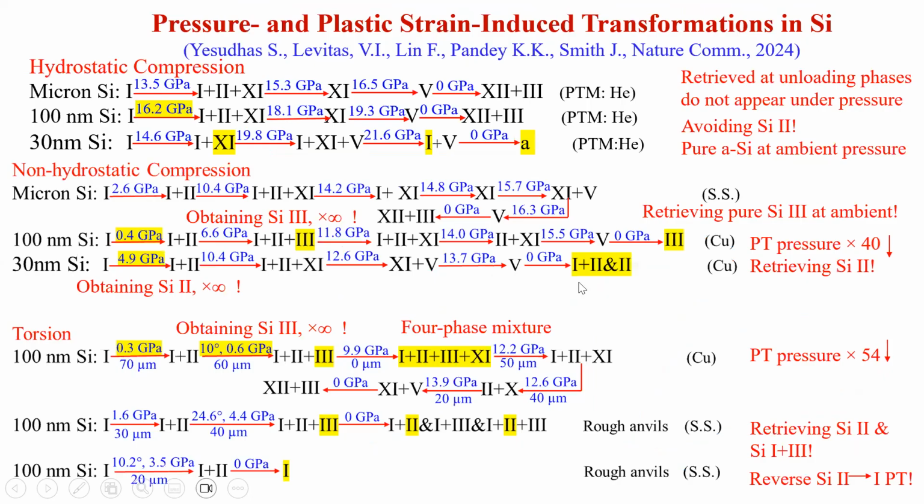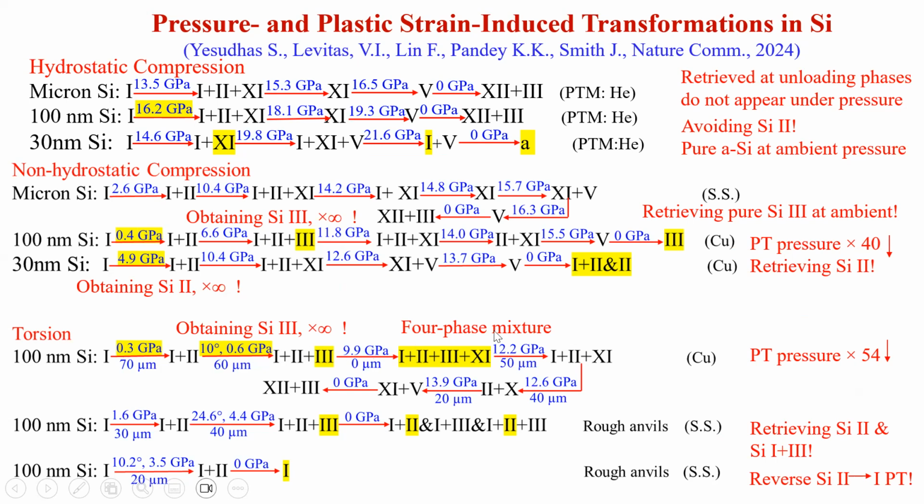Also, we obtained several other interesting results for the silicon system. For example, for 30 nanometer particles, silicon 2 does not appear under hydrostatic conditions at all, but we obtained it at 4.9 GPa. Then, under hydrostatic loading, silicon 3 also does not appear during loading for any particles, but we obtained it with torsion at 0.6 GPa.